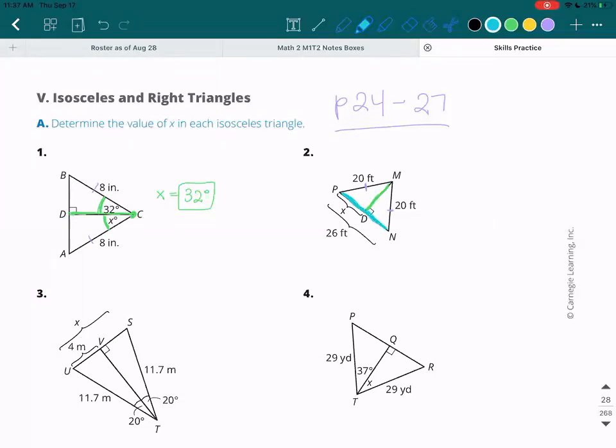So if our base is 26 feet, what do we have to do to 26 to get our answer? Divide by 2. Good, divide by 2, thank you. 26 divided by 2, and then we get what as our answer? 13. 13, thank you. And then 13 feet, because our unit was in feet, so I want to make sure I use the units. 13 feet. Anybody have a question on this one?